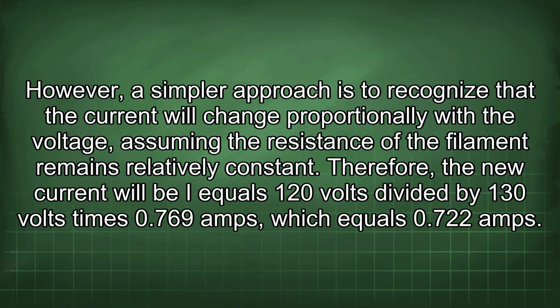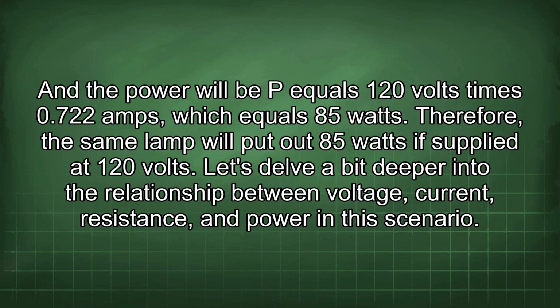Therefore, the new current will be I equals 120 volts divided by 130 volts times 0.769 amps, which equals 0.722 amps. And the power will be P equals 120 volts times 0.722 amps, which equals 85 watts. Therefore, the same lamp will put out 85 watts if supplied at 120 volts.